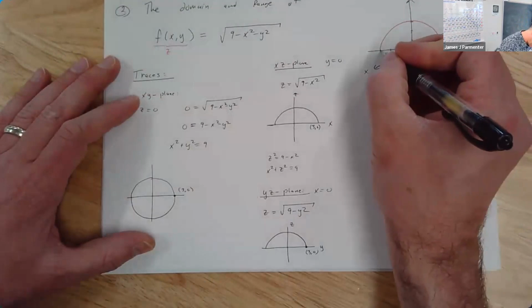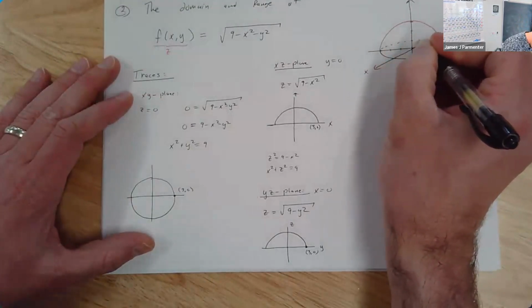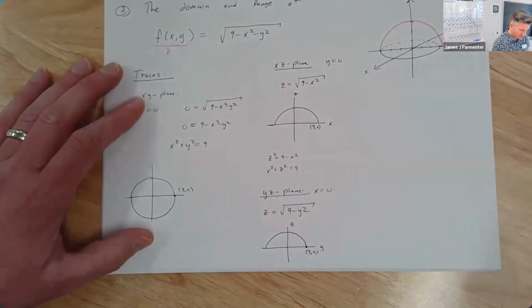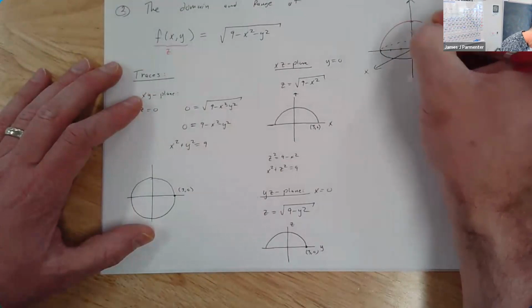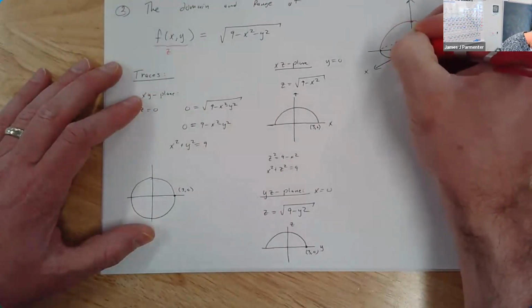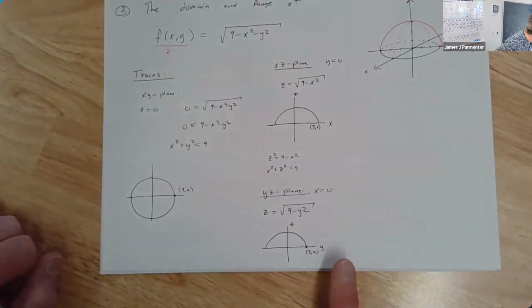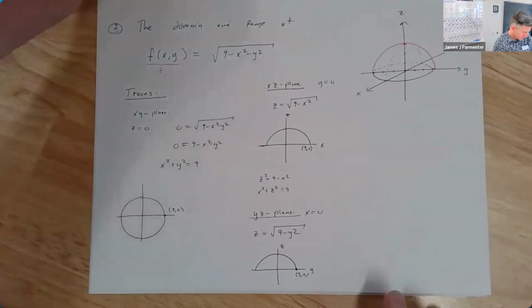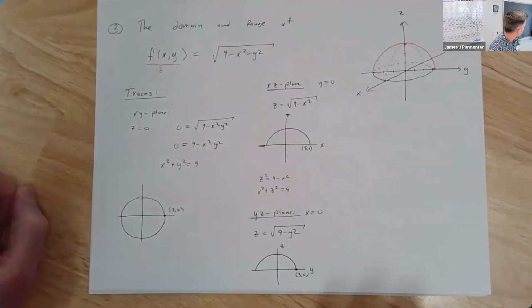So in the xy plane, I've just got the circle of radius 3. And if I really need to, I can draw what's happening in the xz plane, which is just that we've got this semicircle as well. Like that. So there's our semi-sphere, or hemisphere is the correct word, a hemisphere of radius 3.